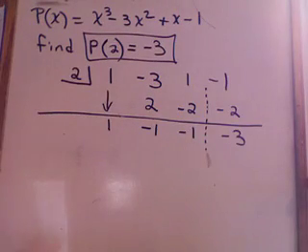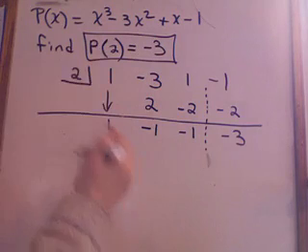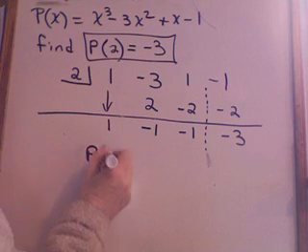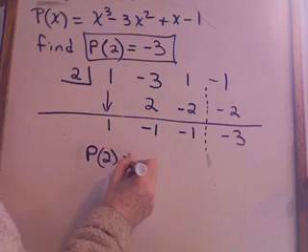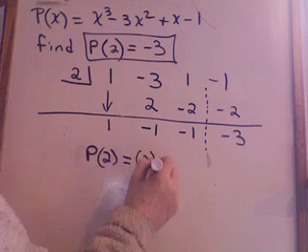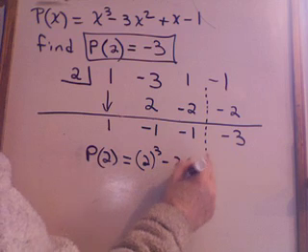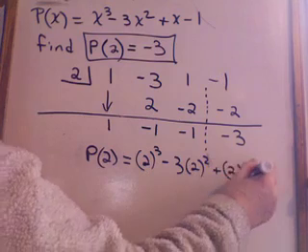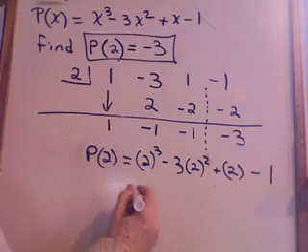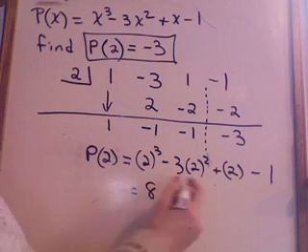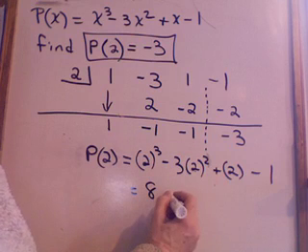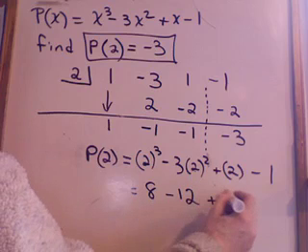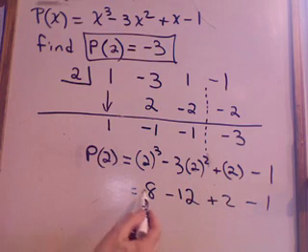All right, what we're going to do now is we're going to check this by plugging in. Remember I said the old way was by plugging in the number, so p of 2 in this case would equal 2 to the third minus 3 times 2 squared plus 2 minus 1. So let's figure that out. 2 to the third is 8. 2 squared is 4 times 3 is 12. Plus 2 minus 1.